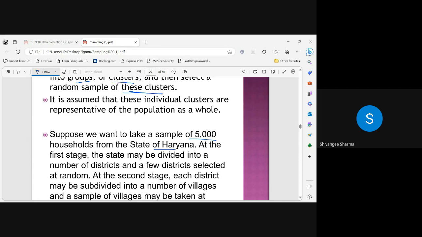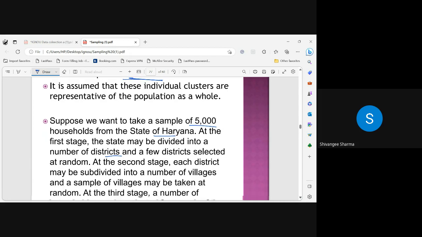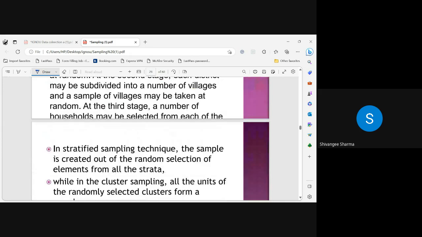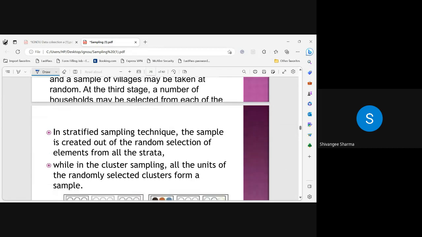At the first stage, the state may be divided into a number of districts, and a few districts will be selected on a random basis. So this will be your cluster sampling. Just don't get confused between cluster and stratified. In cluster, we randomly choose groups, right? And in strata, we make groups and choose individuals from those groups.